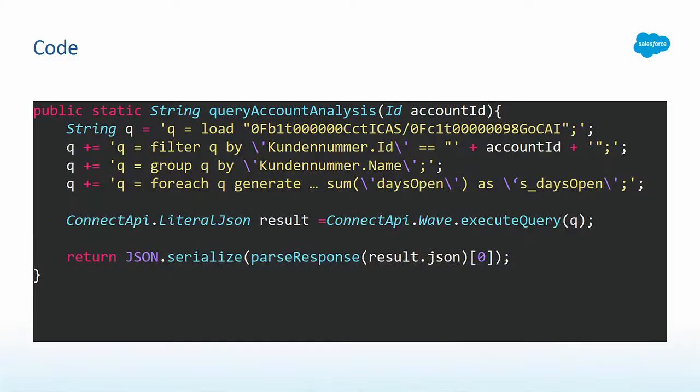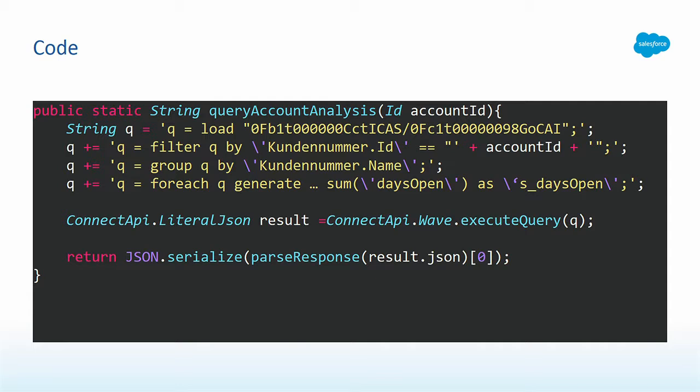Okay. So now that we got our dataset ID, let's get to the code we need to build. We just built a method which is enabled, so it must be static. We are passing the account ID, and then we are building our query as a string. The first line is just saying I want to load this dataset, with the two IDs we got previously. Then we say I want to filter on the customer number.id, which is essentially the customer number, because we were importing records from another system and merging it in the data flow.